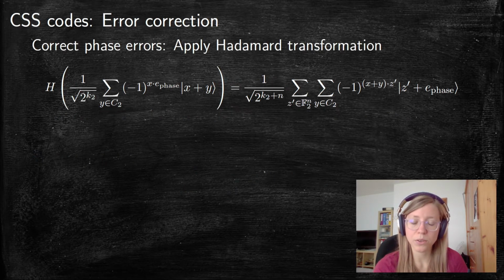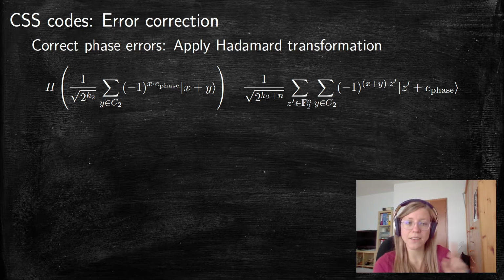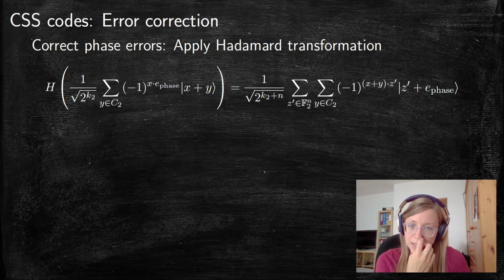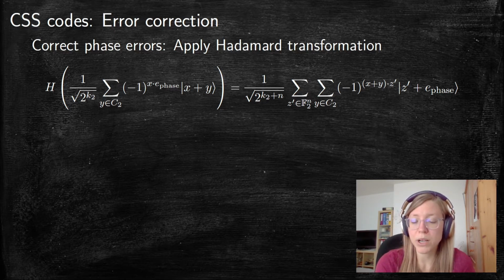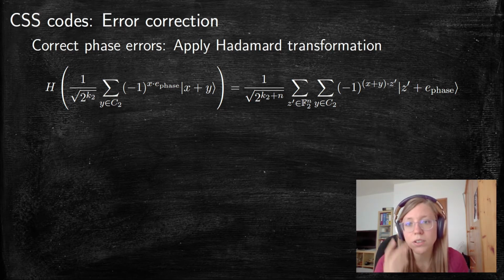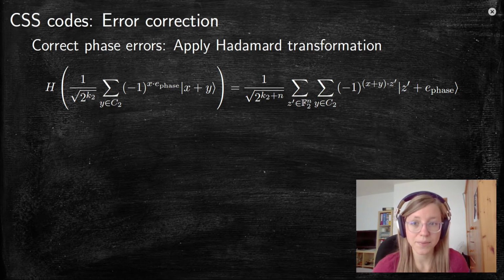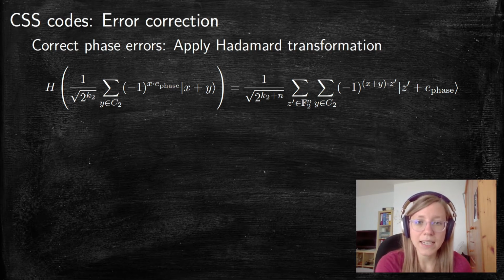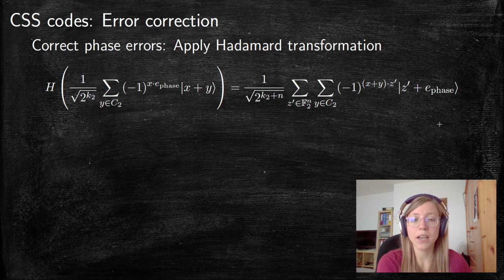Now we have to correct phase errors, and here the Hadamard transformation plays an important role because, as we have seen before, in the Hadamard basis, phase errors have the form of a bit flip error. And as we have just seen, bit flip errors are very easy to correct using simply the parity check matrix. So what we do is we apply a Hadamard transformation to the whole state. And the result is this term here on the right side.